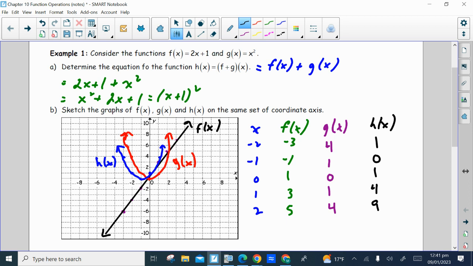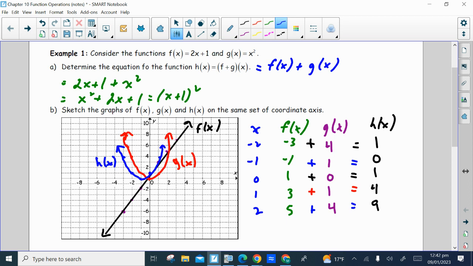However, if you look at the y values for f, g, and h, you should see that if you add the y values for f and g together, it gives you the y values for h. -3 plus 4 does equal 1. -1 plus 1 does equal 0. 1 plus 0 does equal 1. 3 plus 1 does equal 4. And 5 plus 4 does equal 9.